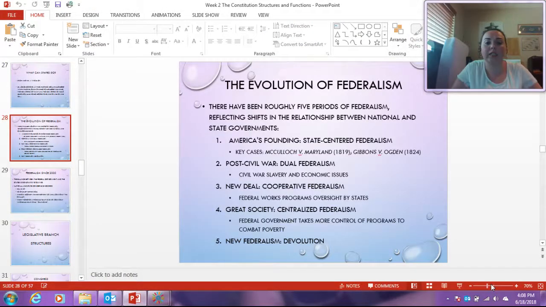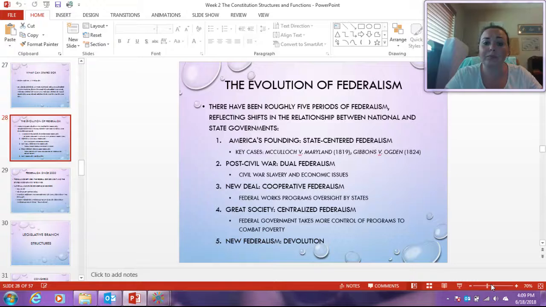And so the last thing that I want to talk about here is the different evolutions of federalism. Federalism was established when we ratified the Constitution, but it has not been stagnant. It's a constant battle for power. Does this power belong to the state? Does this power belong to the federal government? And it has shifted drastically since the inception of the United States. At the founding time, it was very state-centered. We had a lot of Supreme Court rulings that established a very strong state-centered government.